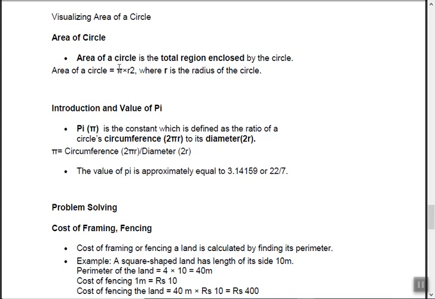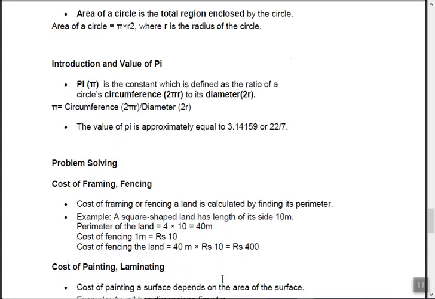Pi, what is pi basically? Pi is 22 upon 7. Means what? It is a constant which is defined as the ratio of a circle's circumference to its diameter. Diameter is 2 times radius. So 2 pi r upon 2r, everything gets cancelled, only pi remains. So it is approximately calculated as 22 upon 7. Now 22 upon 7 is approximate, and somebody calculates it as 3.142 also.